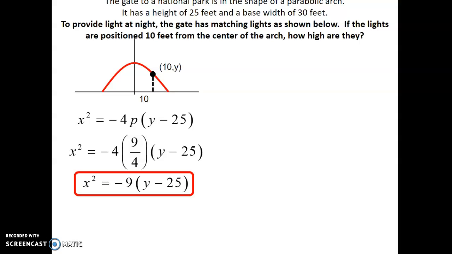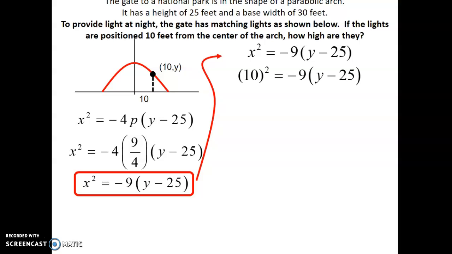So we have a point of 10, y. Well, that's okay, because if you put that point 10, y into your equation for the x and the y, you only have one variable left to solve for, because 10 goes in for the x value, and now you're just going to solve for y.